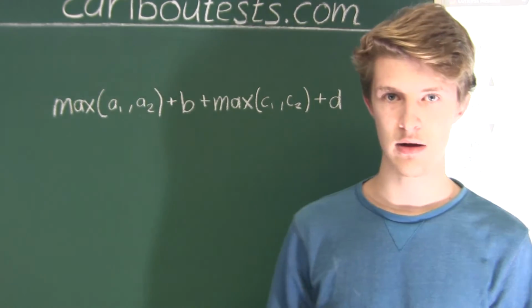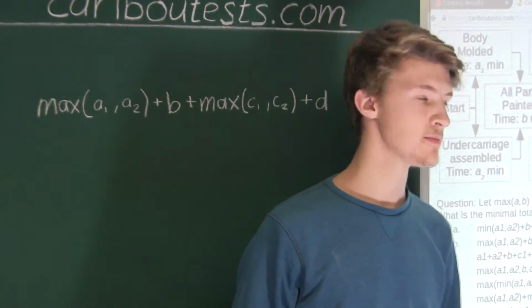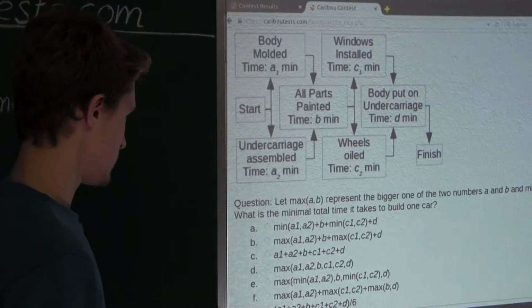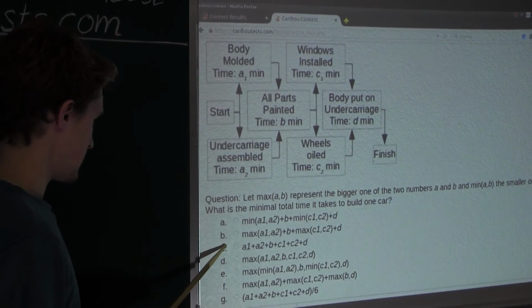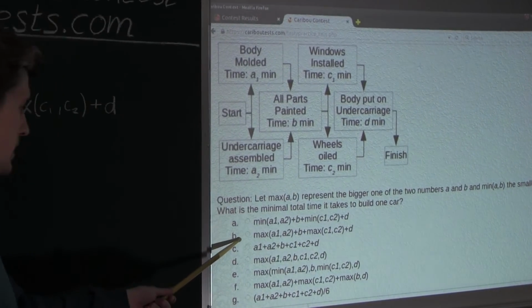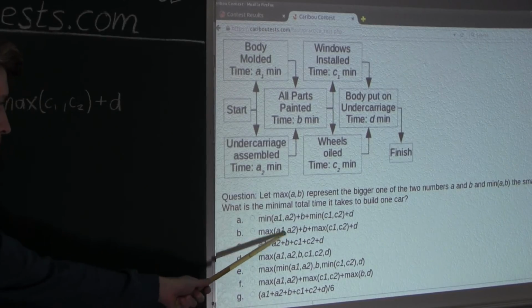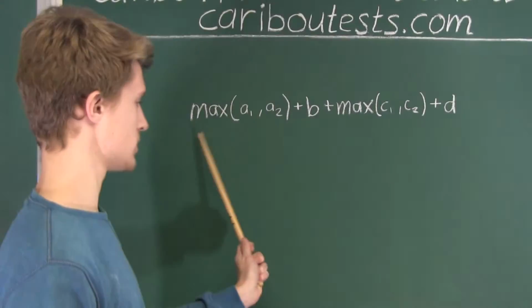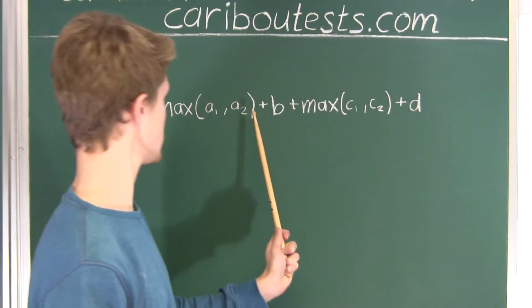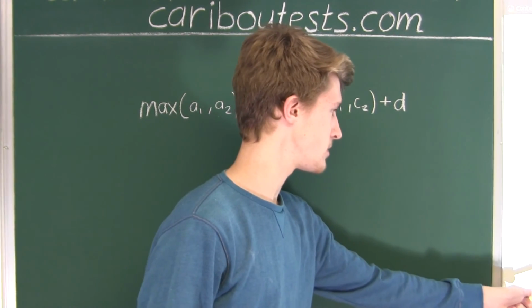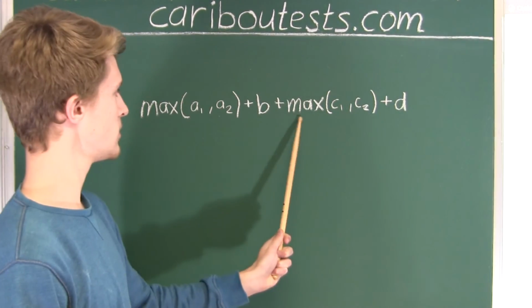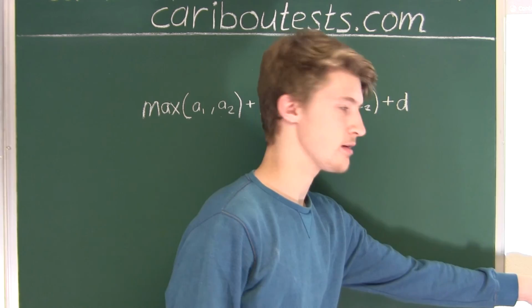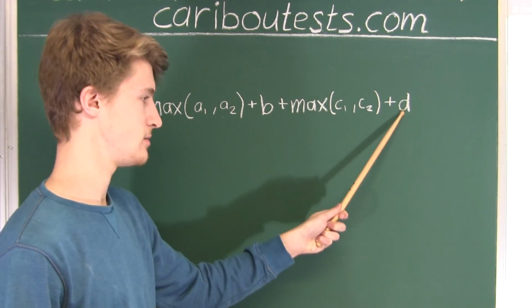Okay, now let's look at the options. Well, we can see that it must be option B because we have the maximum of A1, A2, which is shown here. Then we have plus B, which is here, plus the maximum of C1, C2, which is here, and then we have plus the D at the end, which is here.